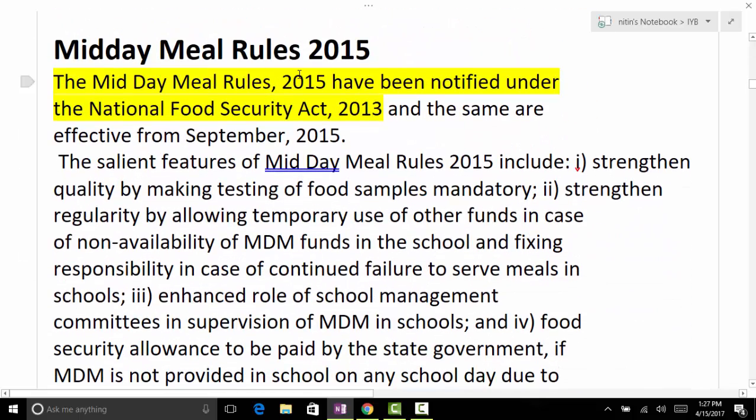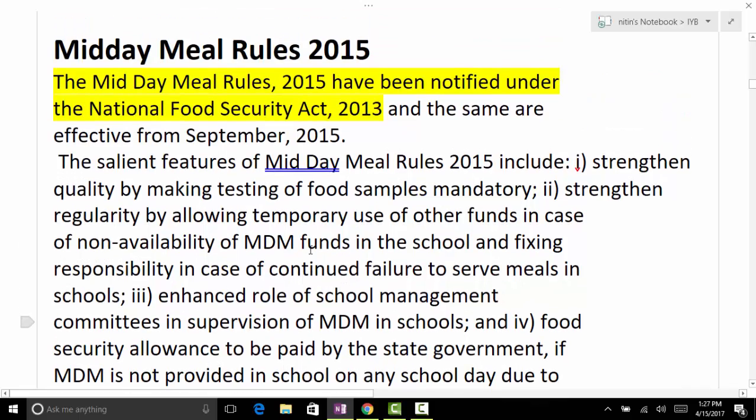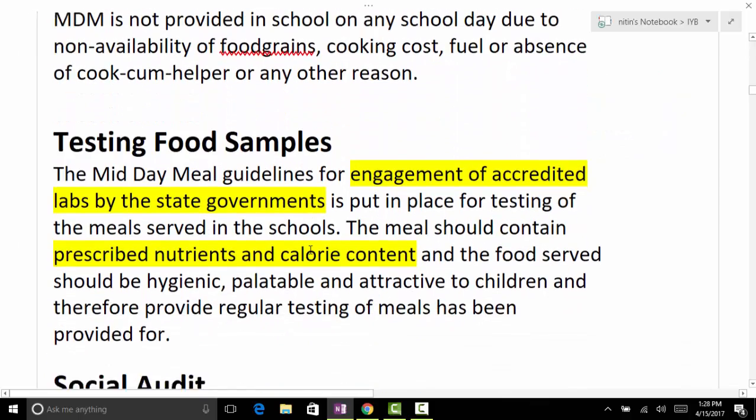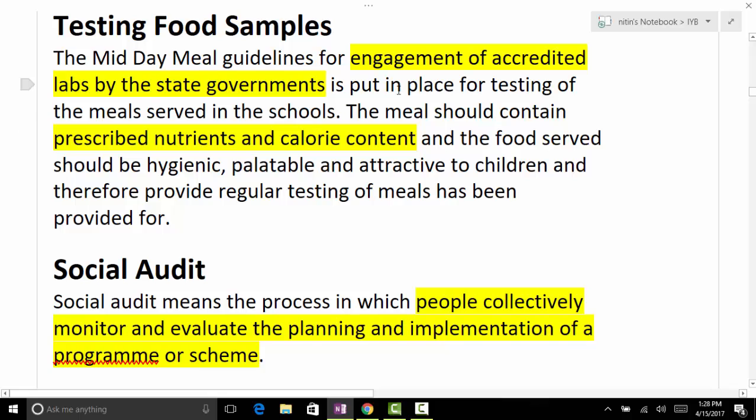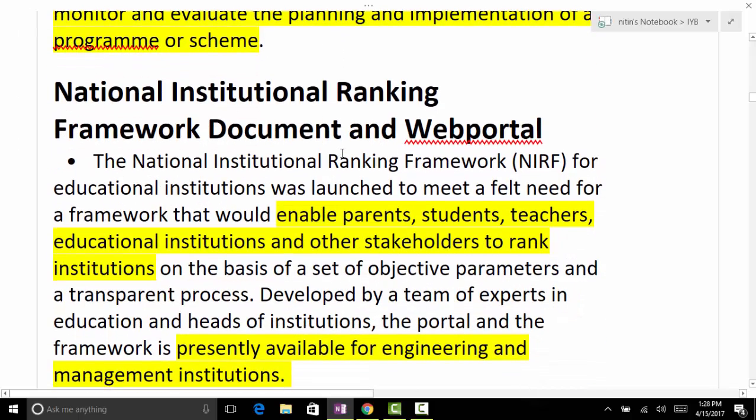Midday Meal Rules 2015. These rules in 2015 have been notified under the Food Security Act 2013. No need to go through them, you can just understand what these rules would be. Food samples are to be tested so that they meet certain standards of nutrient and calorie content. Social audit as well.